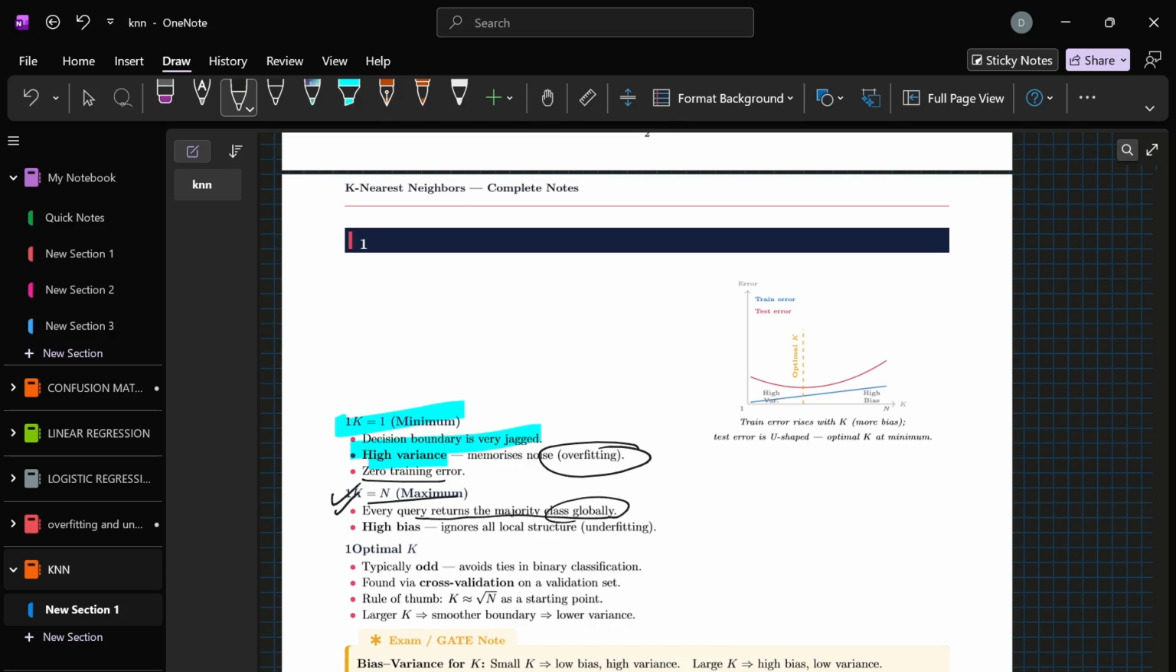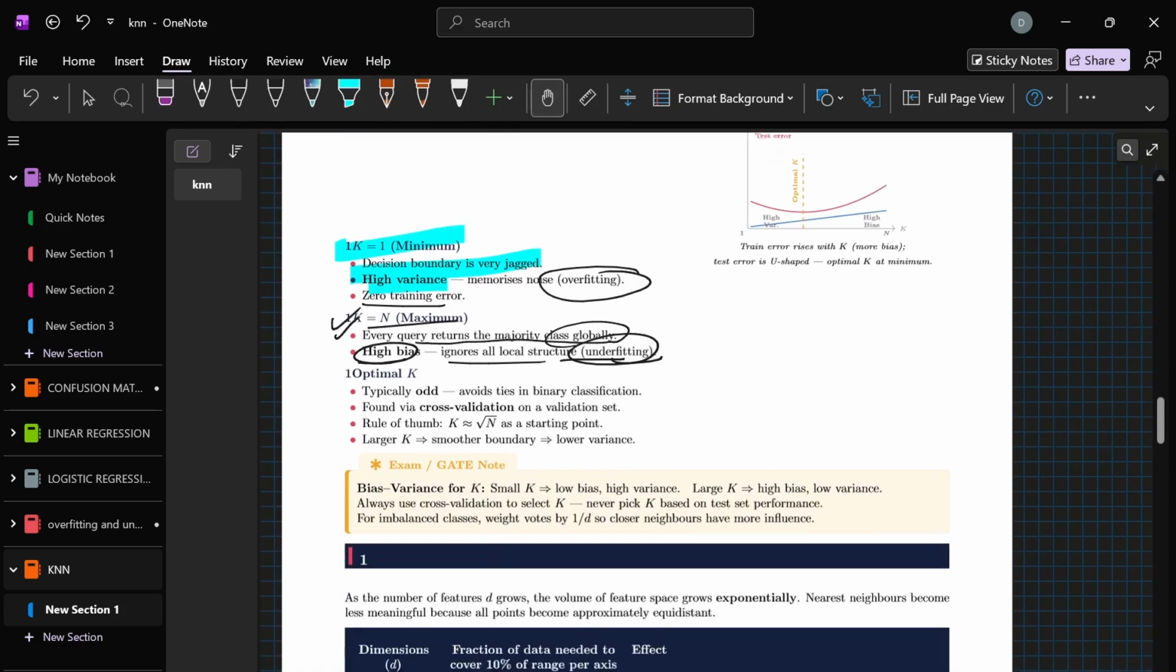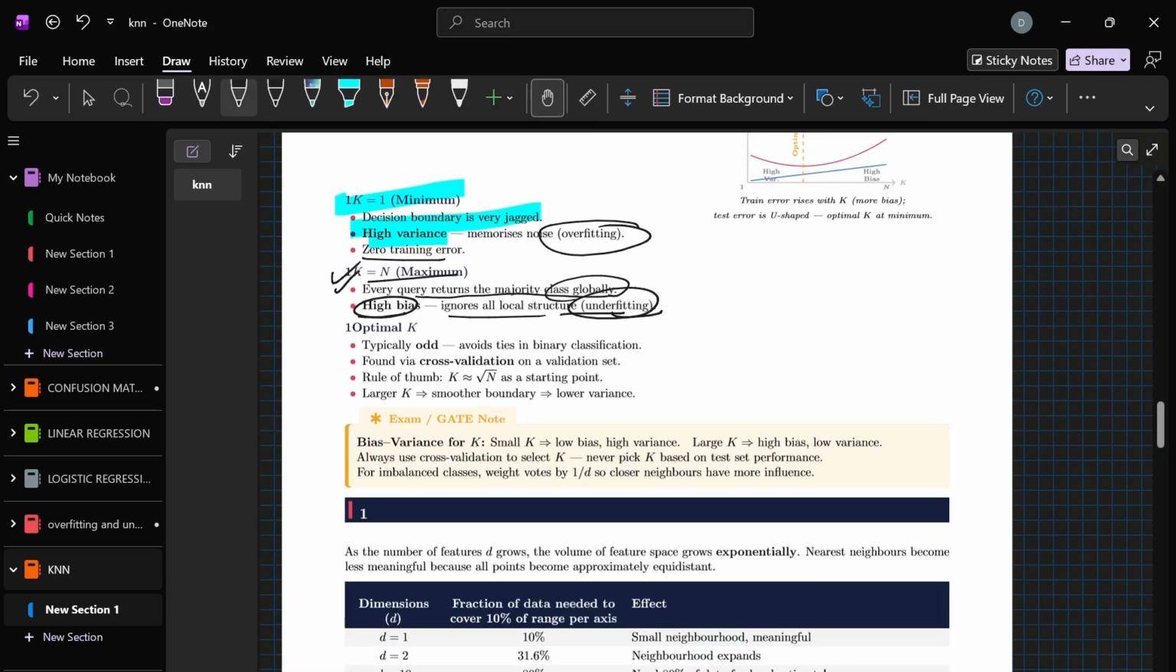Secondly, when k equals n, where n is your entire data set, every prediction just returns the majority class of the whole training set. The model ignores all the local structure. It becomes too simple, and this is a case of underfitting, high bias. So there's a sweet spot in the middle. Here's how test error behaves as k increases. It starts high at k equals 1, comes down to a minimum, then starts rising again.